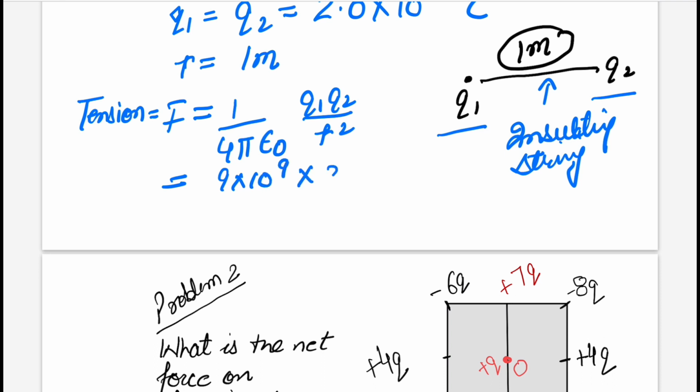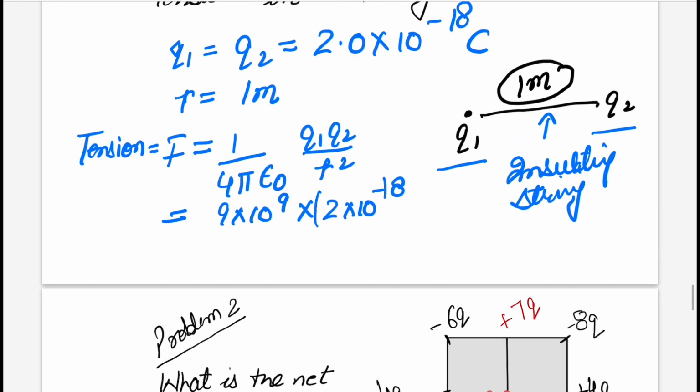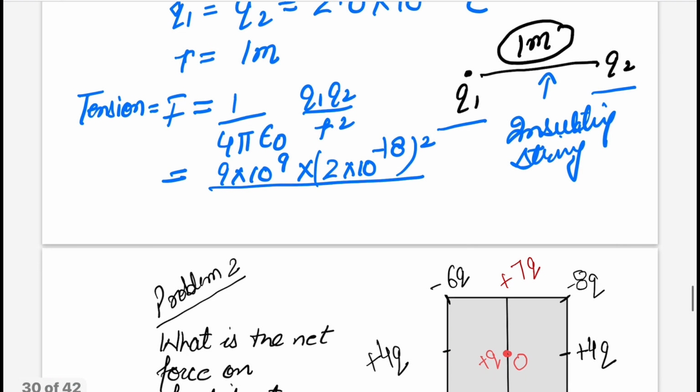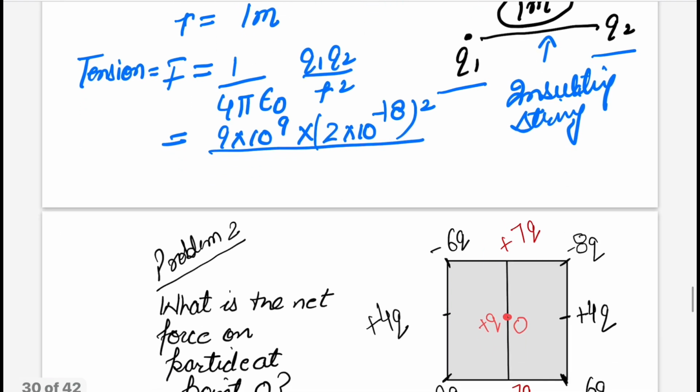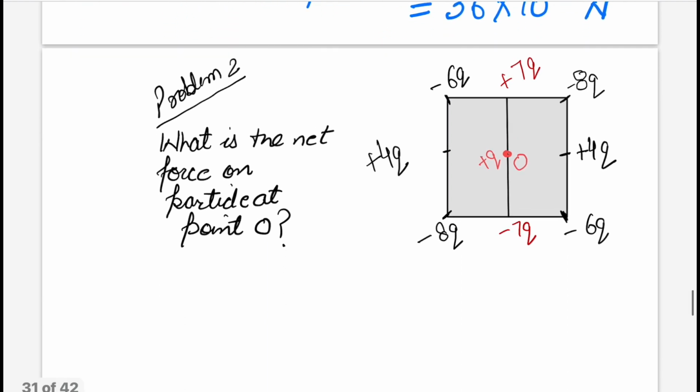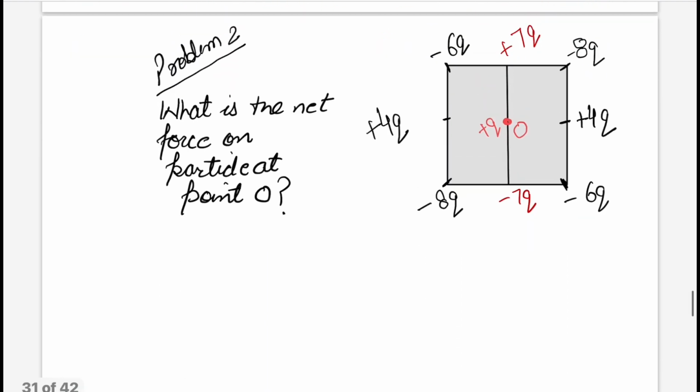And the values of charge, we substitute 2 into 10 raised to the power minus 18 squared, as the two charges are there, so we write minus 18 squared, divided by 1 meter squared. Everything is in SI units, so we write it as such. If you calculate it, you will get the answer. It comes out to be 36 into 10 raised to the power minus 27 Newton, right? So let us discuss the next problem.